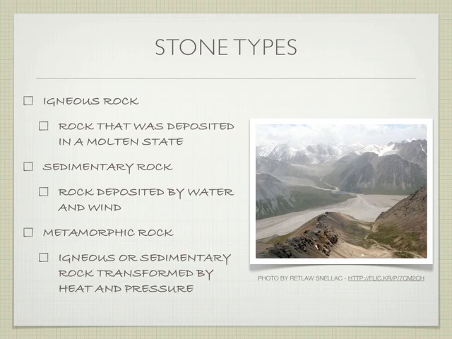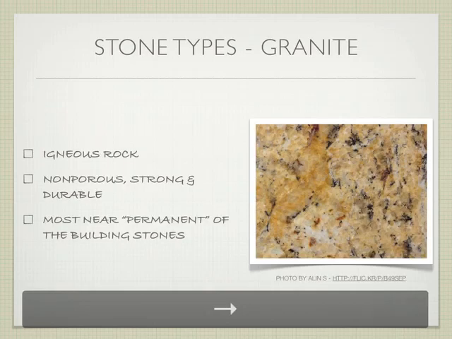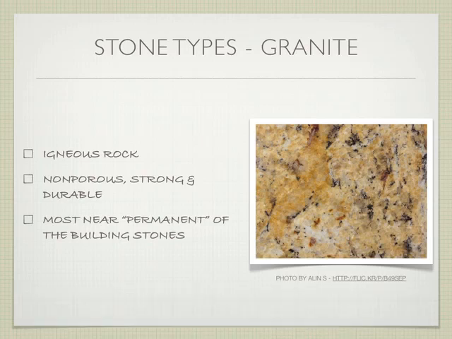But we have basically three types of rock that we'll use in buildings. First, we have igneous rock, right? This is the type of rock that's volcanic, that's deposited in a molten state. We have sedimentary rock, which is rock that's deposited by water and wind, that builds up in small, fine layers. And then the last type is metamorphic rock, which is igneous or sedimentary rock that's been transformed by heat and pressure. We use these at different times in buildings, and we're going to talk about where we would use those and why.